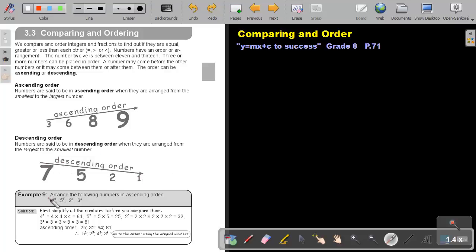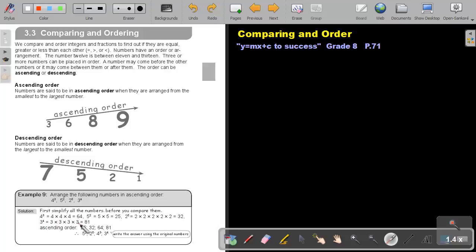Let's look at an example. Arrange the following numbers in ascending order: 4 to the power 3, 5 to the power 2, 2 to the power 5, and 3 to the power 4. First simplify all the numbers before you compare them. So work it out. 4 times 4 times 4 is 64. 5 times 5 is 25. 2 times 2 times 2 times 2 times 2 is 32. 3 times 3 times 3 times 3 is 81.